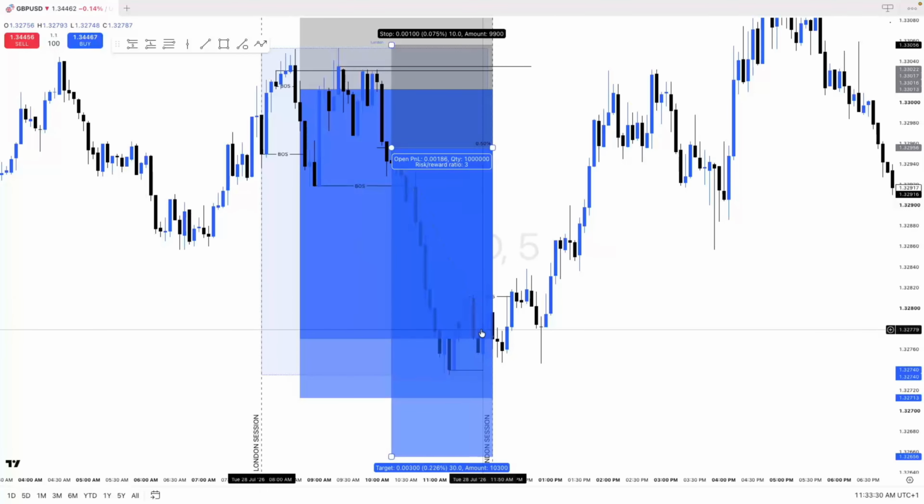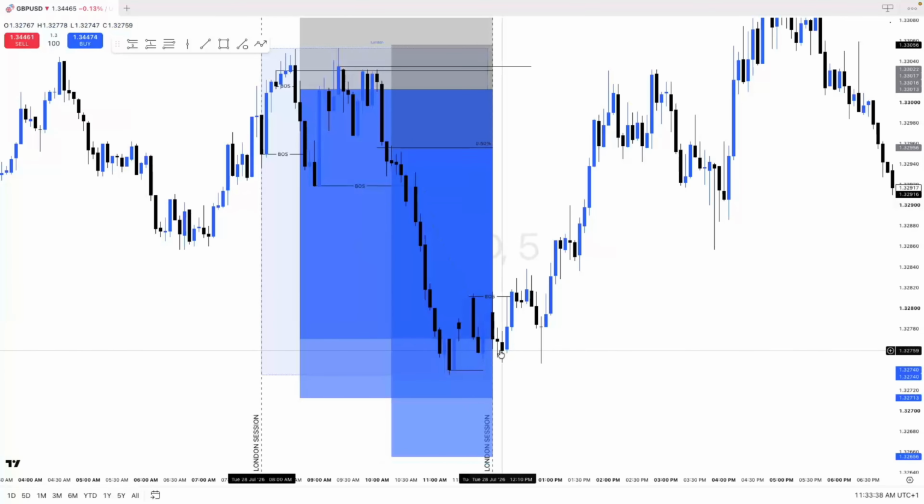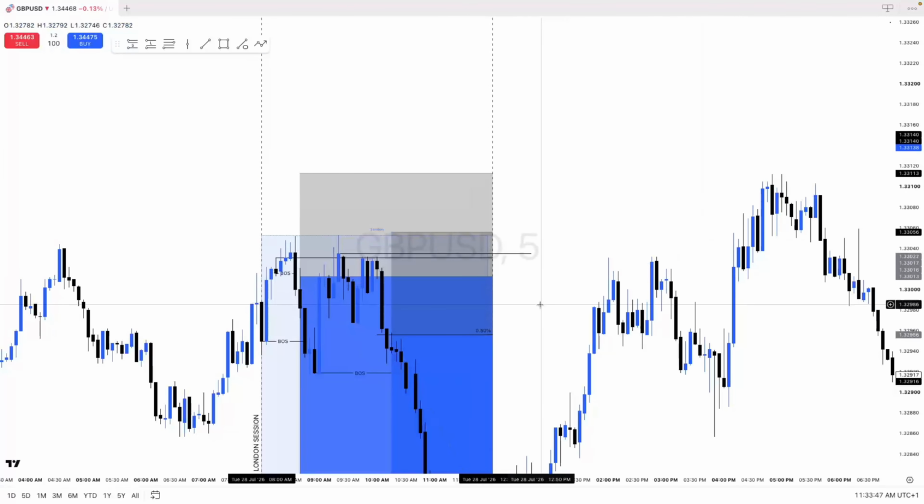So I was thinking it could possibly reverse here, but wait for a break of structure. The low created a high, the high then created this low, then created a new high, then created a new low. This low then created a new high, breaking this previous structure. So I closed out here. And as you can see, price fully reversed and hit stop loss.